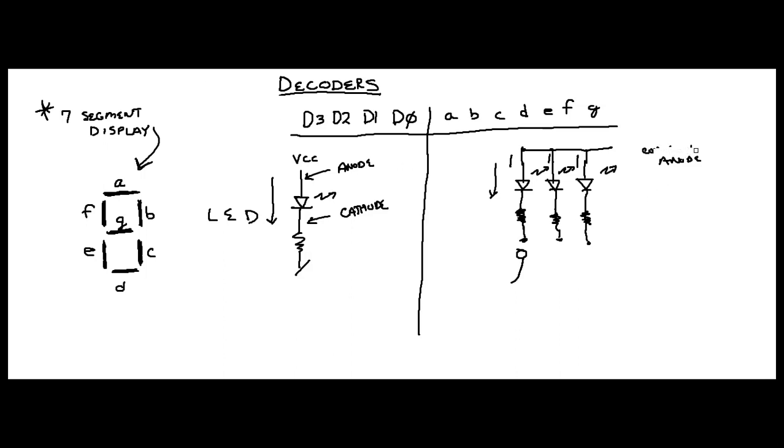Now we're going to draw something slightly different here. Instead of a common anode, we can do it differently, can't we? Why don't we take these and join these together? We can just join those together. Could simply go to ground, and on this side you would have resistors on each one of these, and you would have separate inputs for each one of these. In this case, this is called a common cathode.